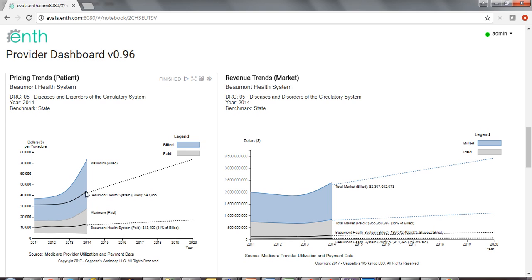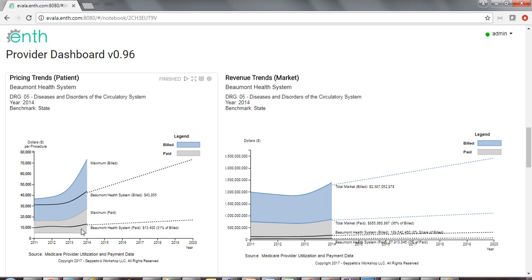Interlaced into these charts, we have our target, which in this case is Beaumont. And we can see that Beaumont's billed pricing was around $30,000 per patient and spiked up from 2013 to 2014 to about $40,000. So they had about a 30% increase in their billed price from 2013 to 2014.